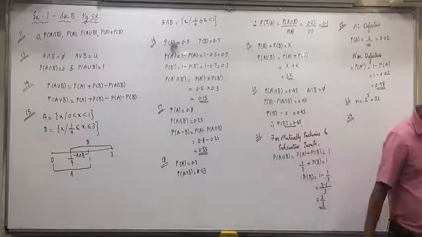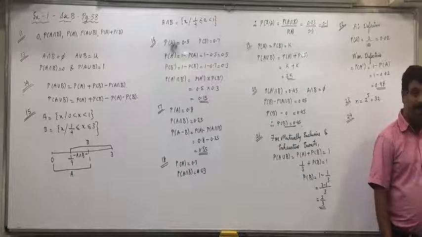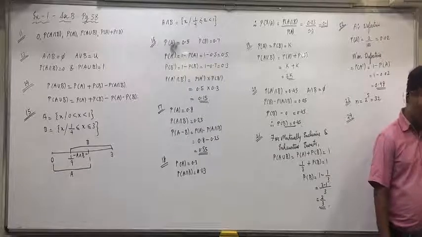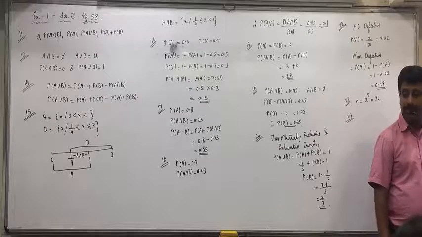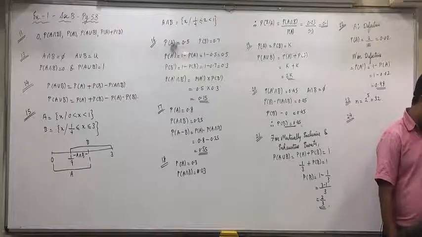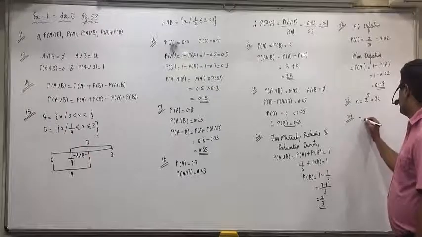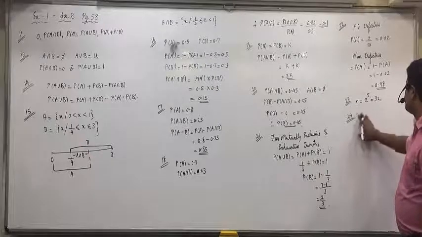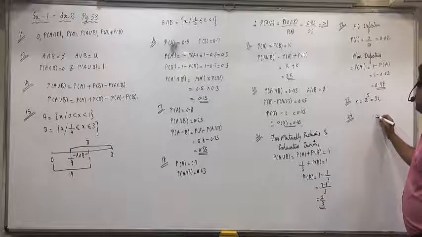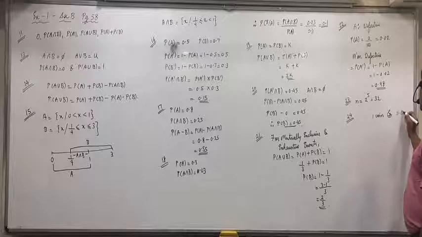Same way, next one. State the number of sample points in the random experiment of tossing one balanced coin and two balanced dice. Now, do you read it? One coin and two dice.